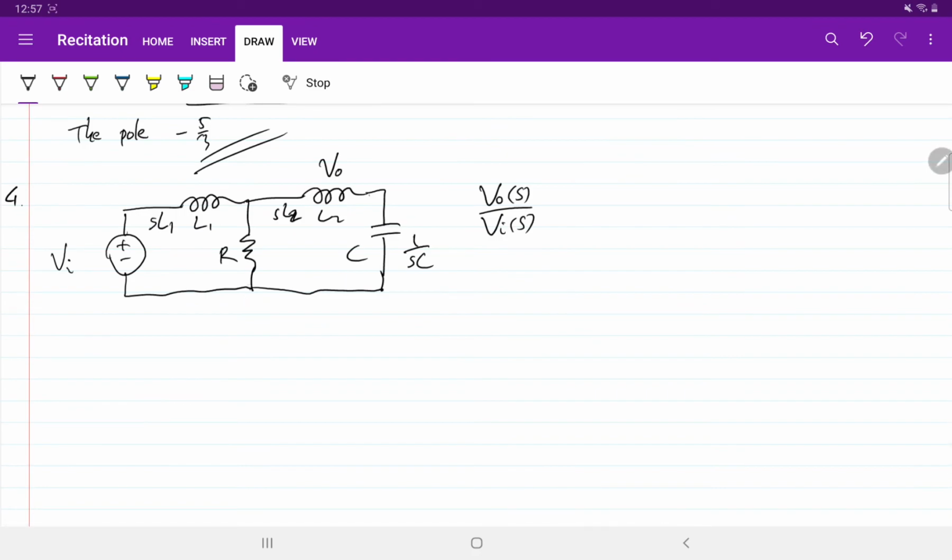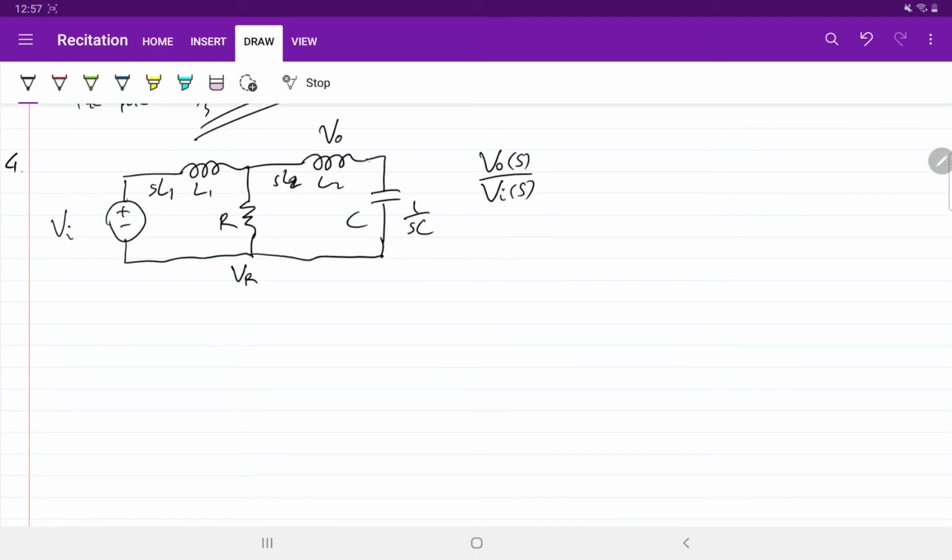Okay, let's say we define the voltage across the resistor as VR. So from voltage division we know that V0 is SL2 over SL2 plus 1 over SC times VR, right? You can simplify it, multiply the numerator and denominator with SC, so S squared L2C over S squared L2C plus 1 times VR. This is the first equation.